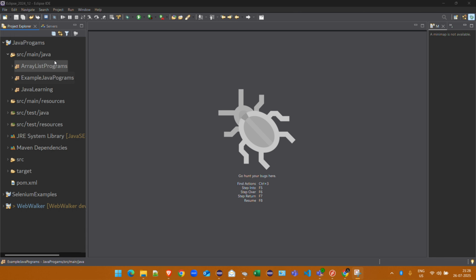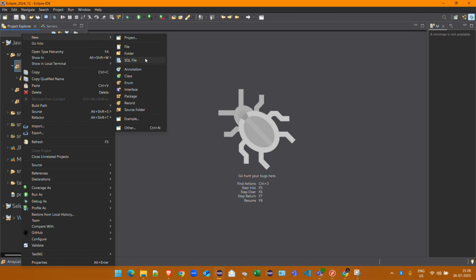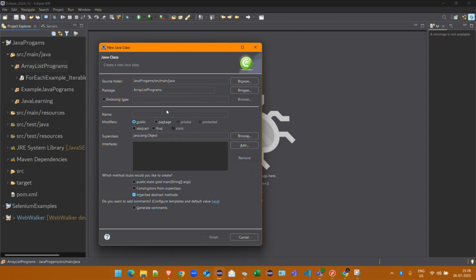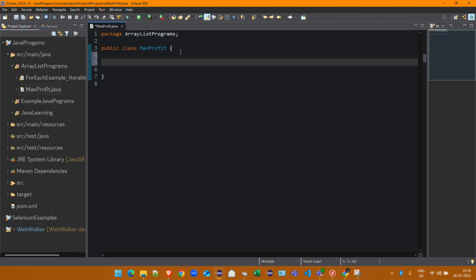Okay, so let us now try to solve this problem and write the code for it. I'll create a new class, and we'll solve it the same way we have just discussed. I'll give the class the name MaxProfit, because we are trying to look for the maximum profit in this. Let us write a main method first.